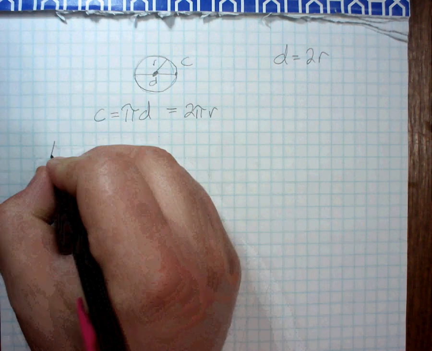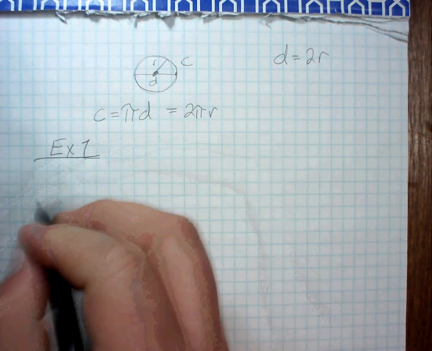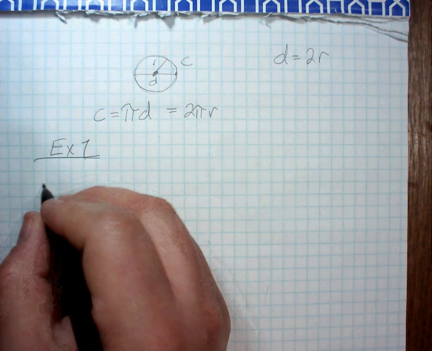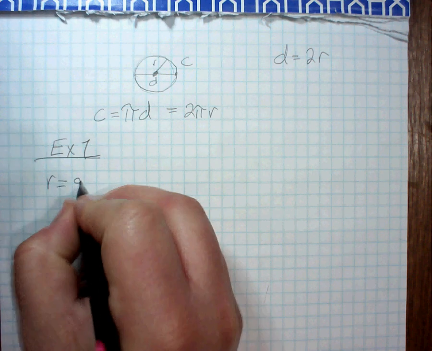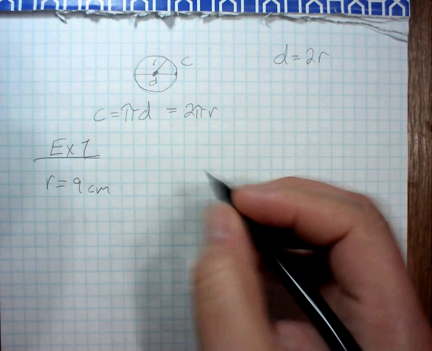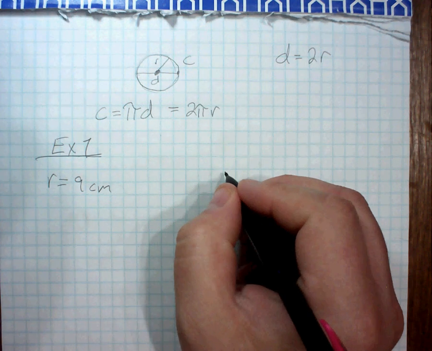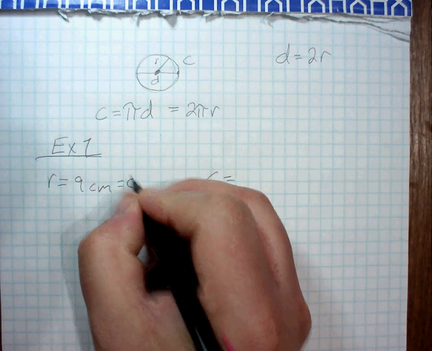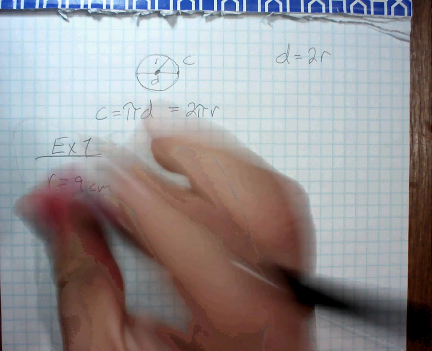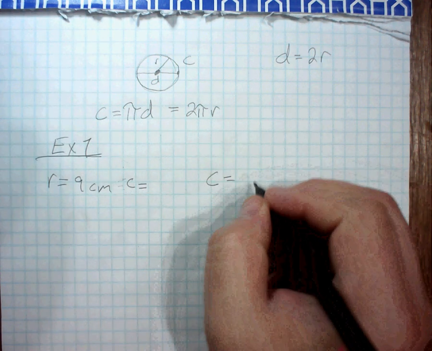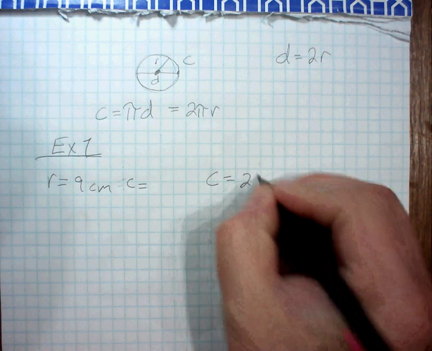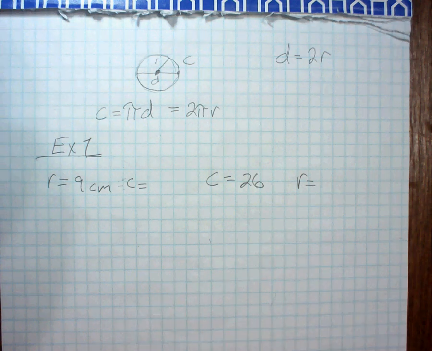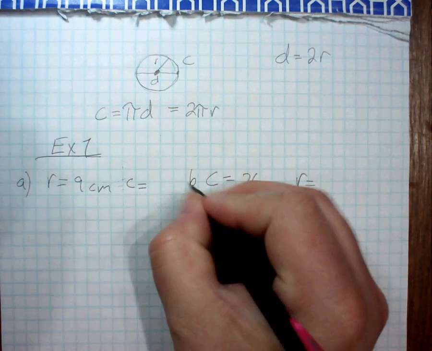So for example number 1, I'm given a radius of 9 centimeters. I'm asked to find the circumference in this one. And then on this one they've given me the circumference of 26 meters, and they want me to find the radius. Okay, so this is part A, this is part B.